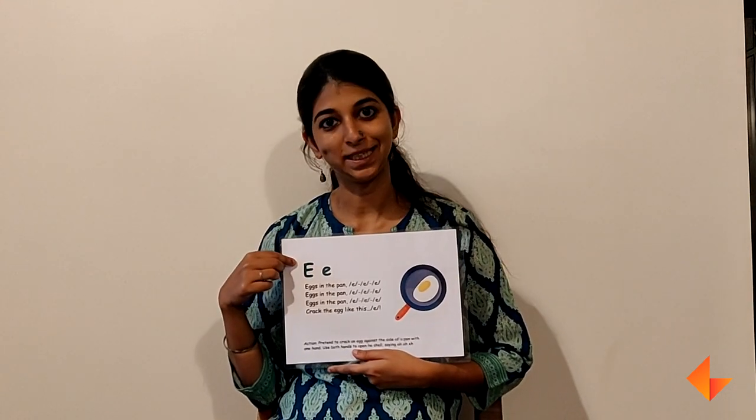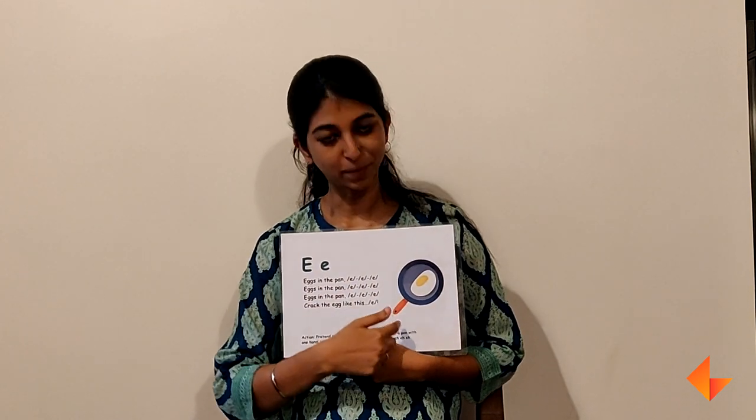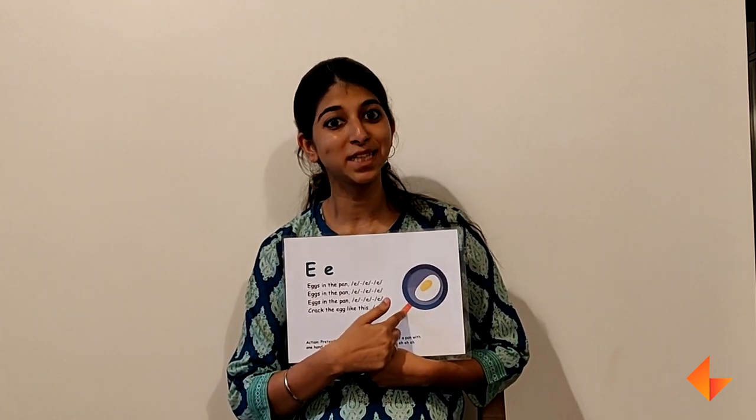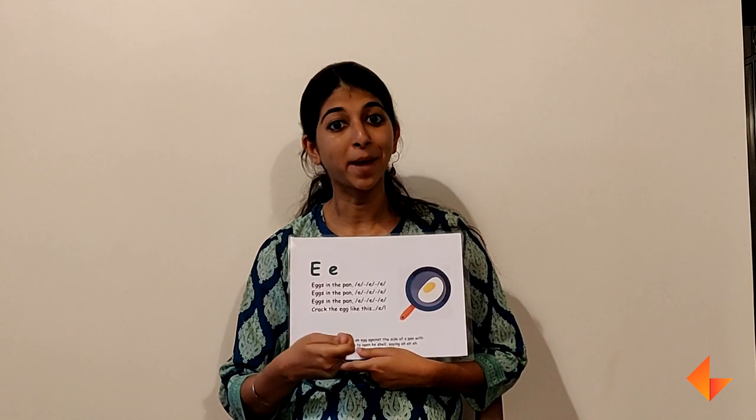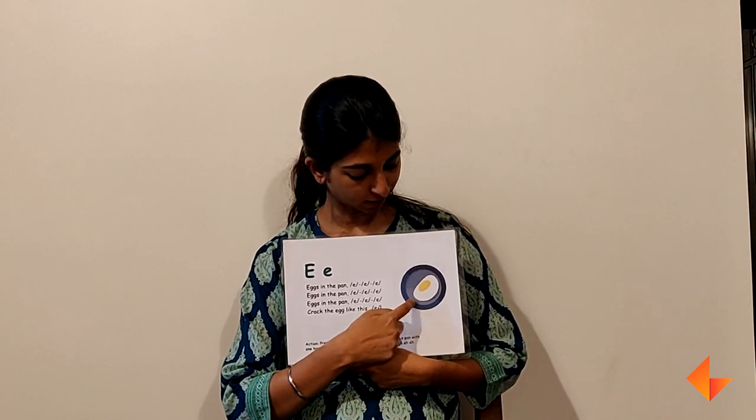Teach the letter E. Start by talking about the picture. Ask children what they see here. This is a frying pan. What is in the pan? We see eggs frying in the pan.